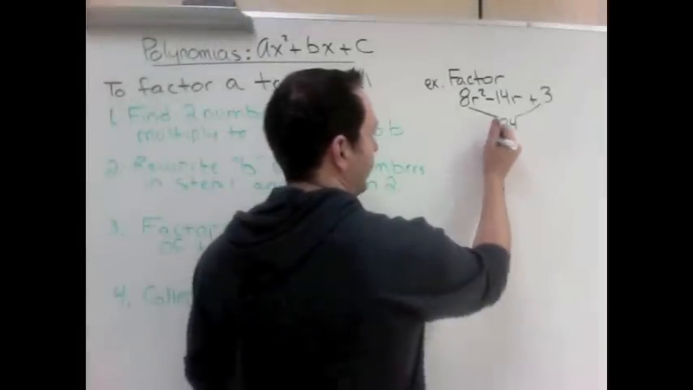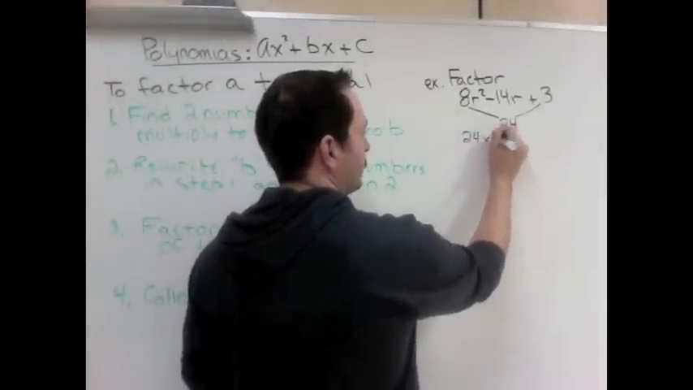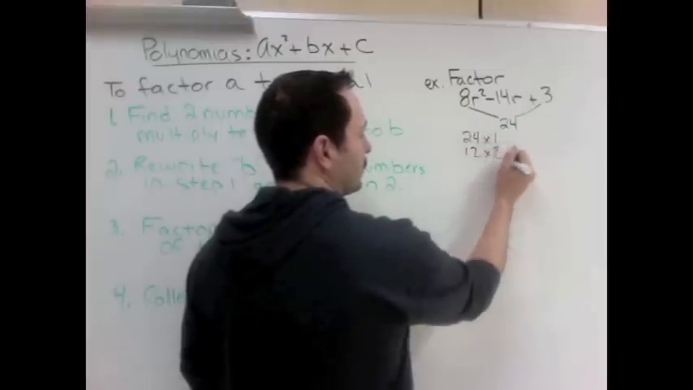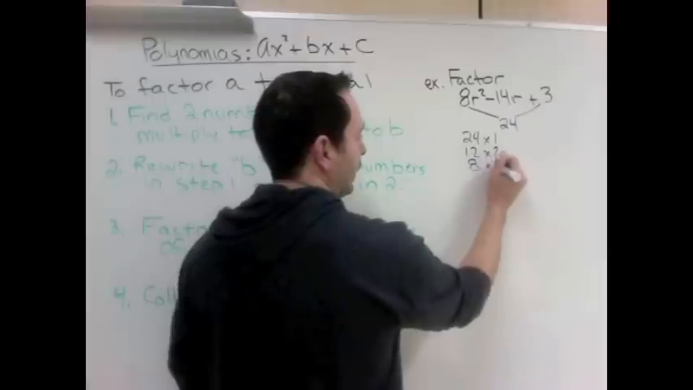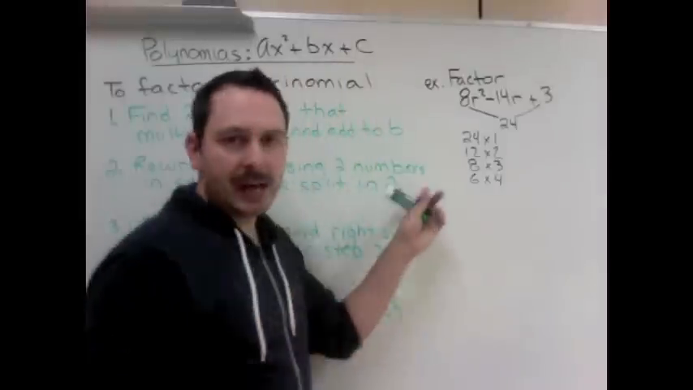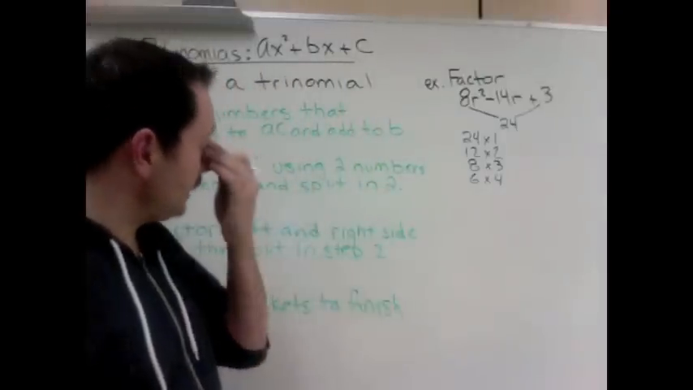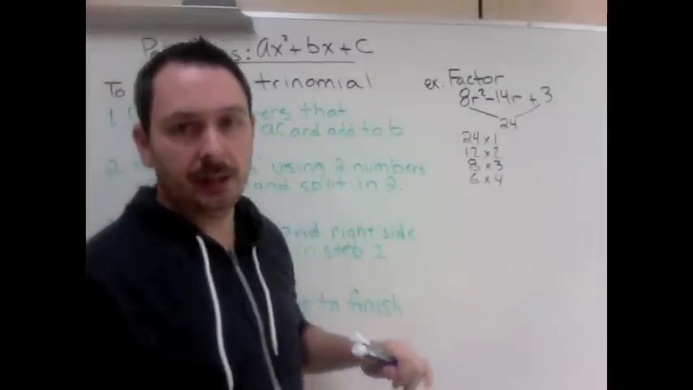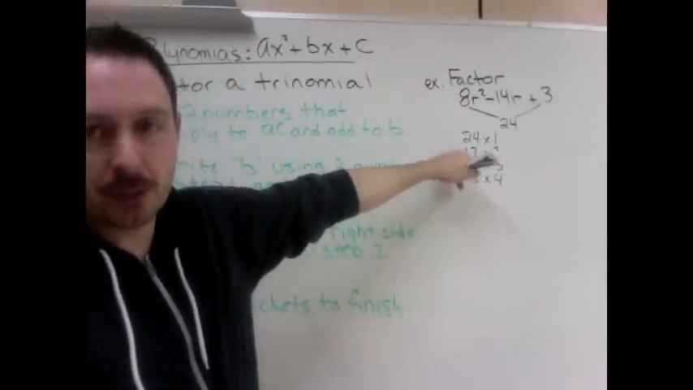So 24 is 24 times 1, 12 times 2, 8 times 3, 6 times 4. And if you add these up, you may find, well, I don't see any that add up to minus 14, but 12 and 2 add up to plus 14.